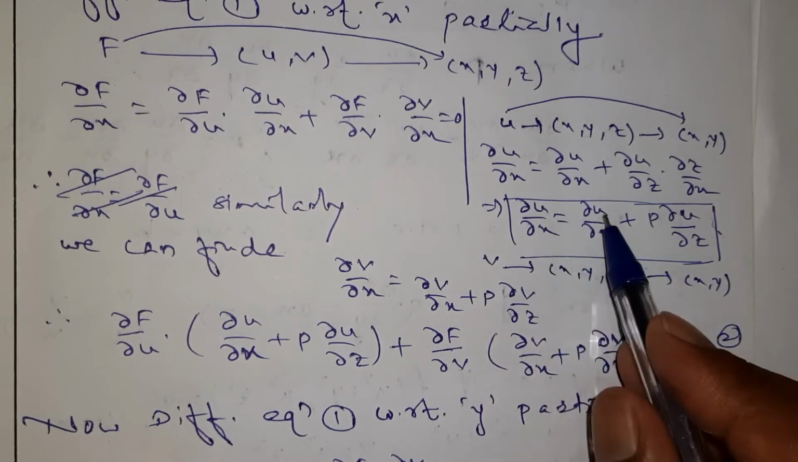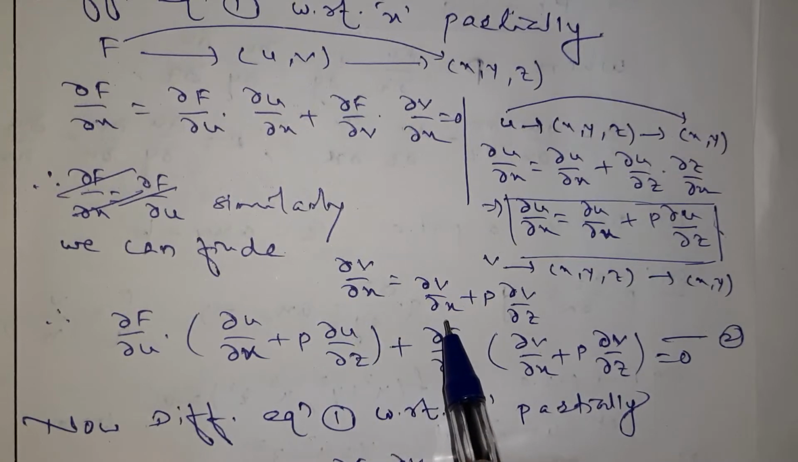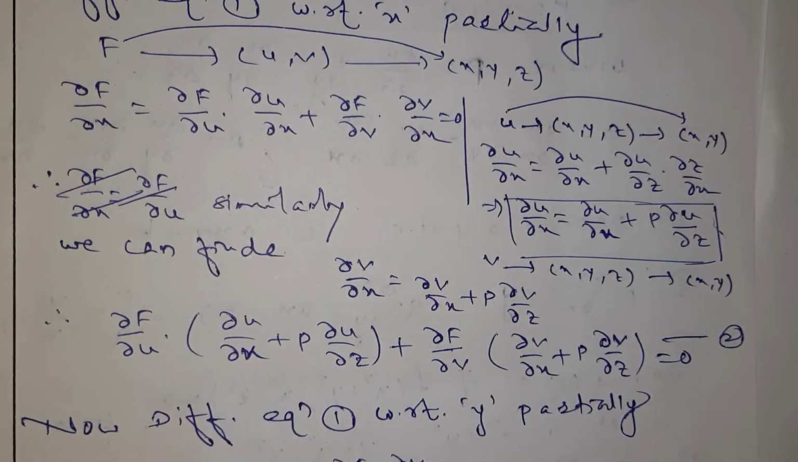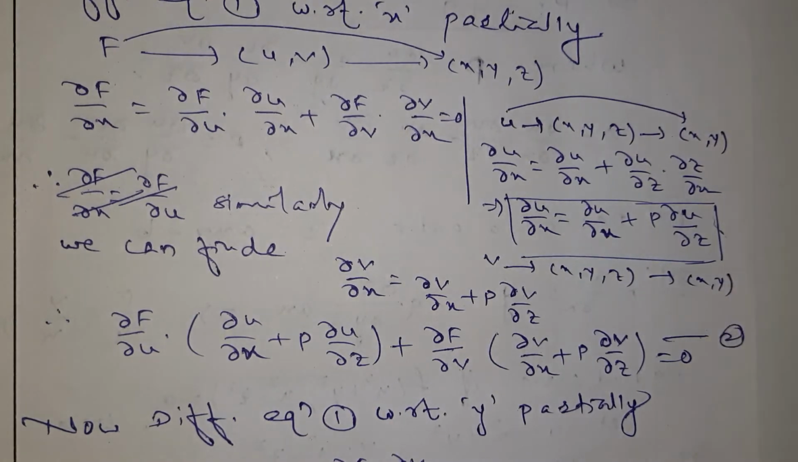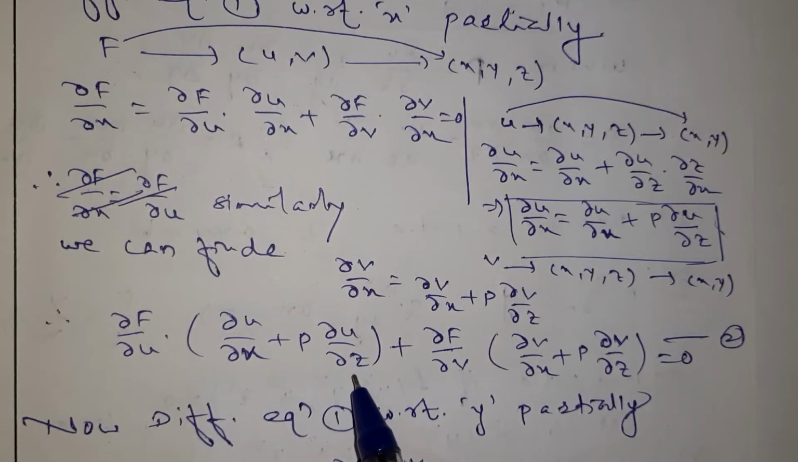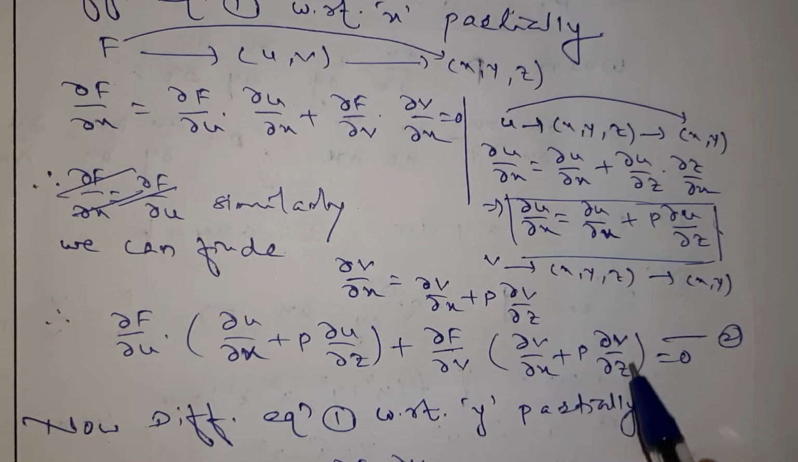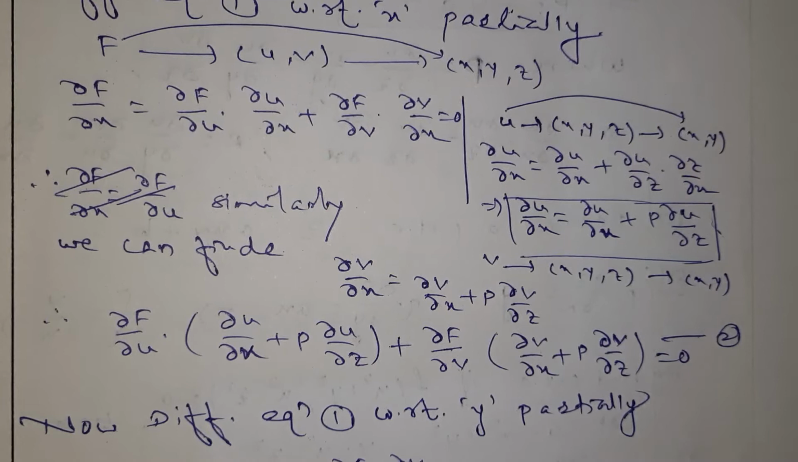∂u/∂x is ∂u/∂x plus p ∂u/∂z. ∂v/∂x is ∂v/∂x plus p ∂v/∂z. And I just substitute those two values here. See carefully here: ∂f/∂u (∂u/∂x plus p ∂u/∂z) plus ∂f/∂v (∂v/∂x plus p ∂v/∂z) is equal to 0. This is our equation second. You have to keep in your mind this definition, because in solving the problems we need it.